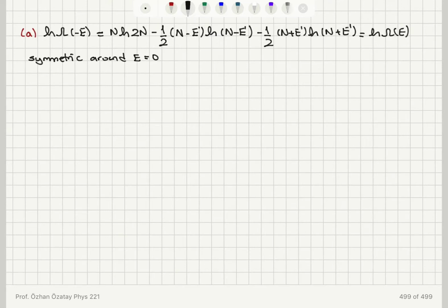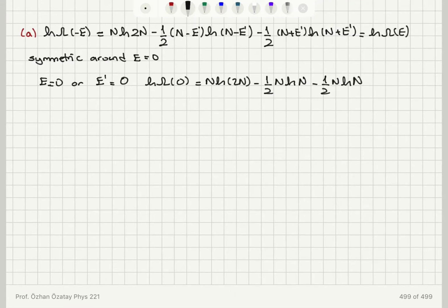So let's find out what happens when the energy is 0, or E prime is 0, the same thing. That is natural logarithm of omega of 0. We will have capital N natural logarithm 2 capital N, minus 1 over 2 capital N natural logarithm capital N, minus 1 over 2 N natural logarithm N. So this will be equal to N ln 2N minus N ln N, which will be capital N natural logarithm of 2. So at 0 we have capital N natural logarithm of 2.